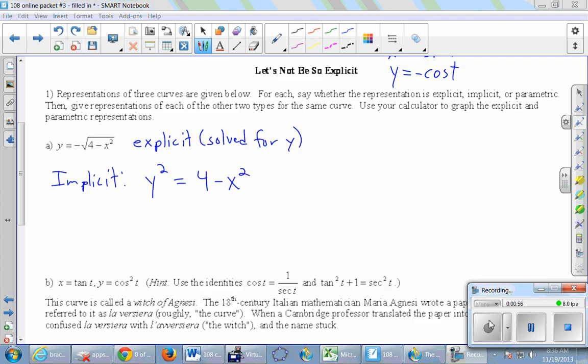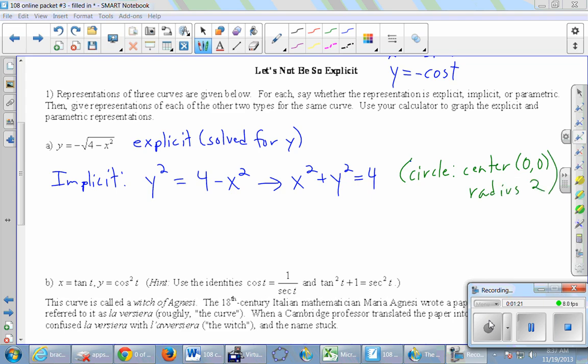And it's starting to look like an equation that I've seen before. Let's add x squared to both sides. Aha, and now finally I recognize it. It's the equation of a circle, centered at the origin, radius 2. Okay, so let's see if we can then come up with a parametric version of that curve.